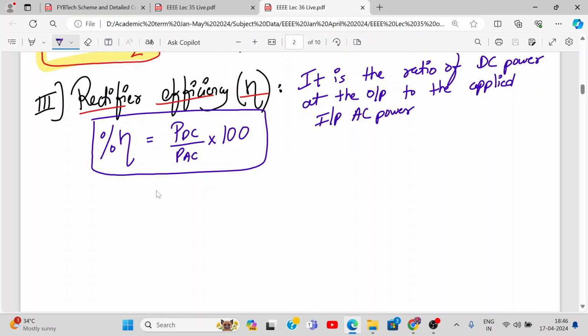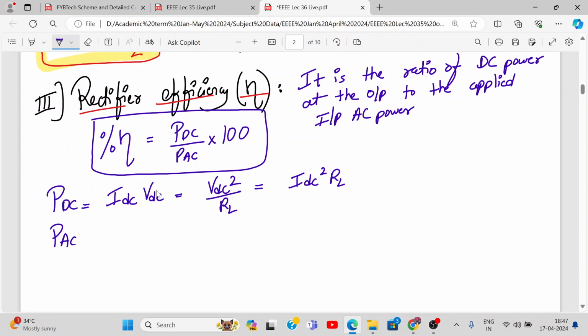Can I continue? So PDC will be given by VDC into IDC. Or it can be written as VDC square by RL, or it can be written as IDC square into RL. So V into I, V square by R, and I square R. Same thing, right? Yes or no?